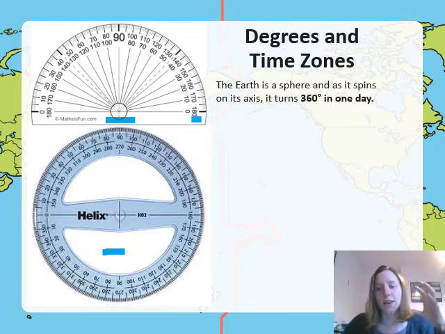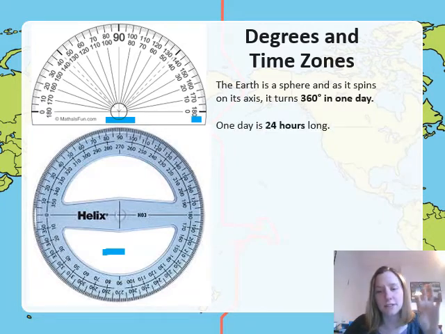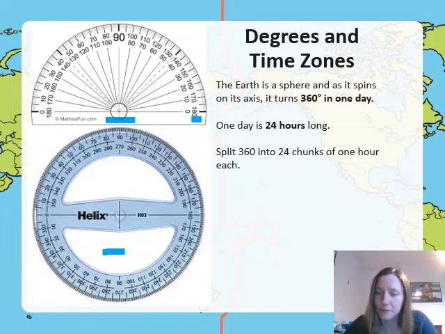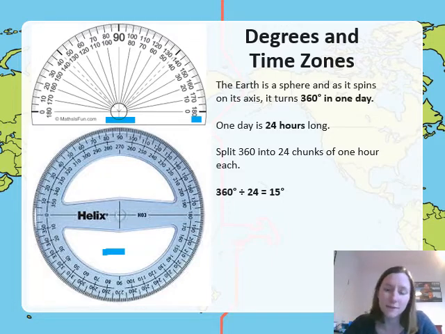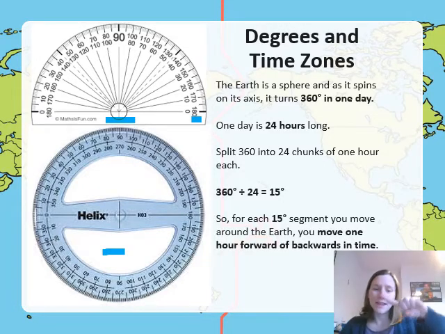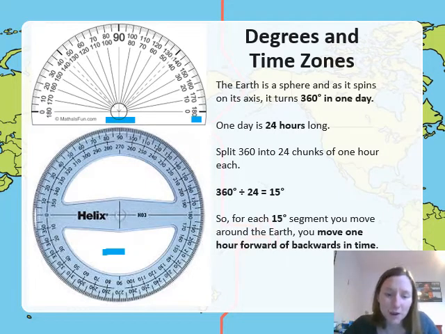So they've got the globe that is turning 360 degrees in a day, and the day is 24 hours long. What do you think they did to work out how big the segments needed to be? Well, they took 360 and they split it into 24 chunks, and each chunk was worth 1 hour. So they did 360 divided by 24, and if you do that, you get 15. So every 15 degrees that you move around the Earth, you move 1 hour forward or backwards in time.